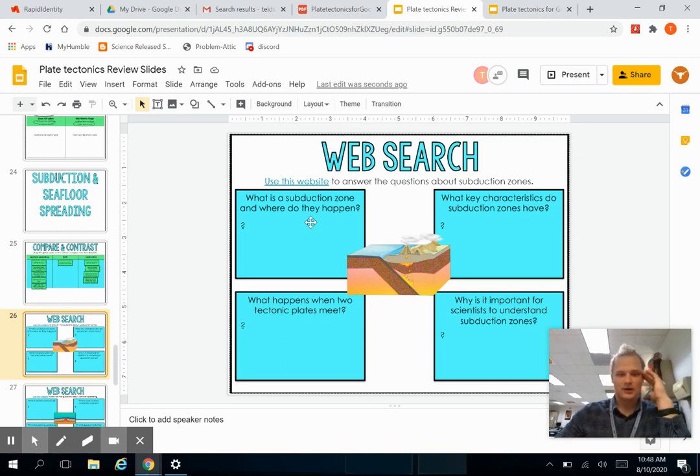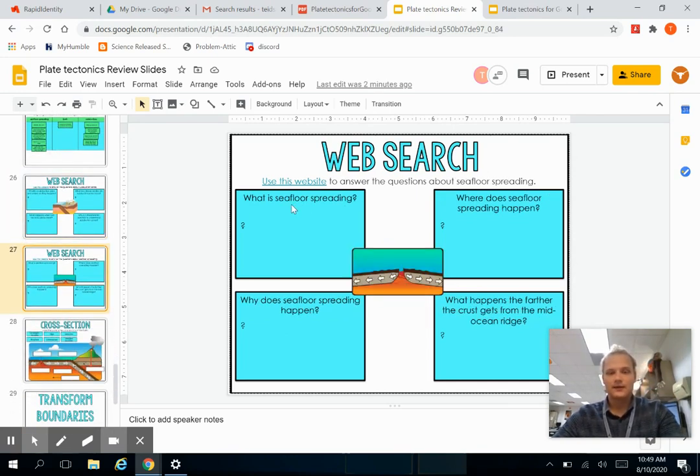need to escape. Okay. What happens when two tectonic plates meet? Well, a subduction zone can form, or the more dense plate's going to go beneath. Okay. What key characteristics do subduction zones have? Well, they typically are going to have mountains or volcano ranges very close to the subduction zone. Why is it important for scientists to understand subduction zones? Because volcanoes are a big deal and can be pretty dangerous. And so it's good to know where potential volcanoes will form. And by seeing a volcano, we can understand why it's there and understand, oh, there must be a plate boundary there as well. Okay, you guys are doing fantastic.